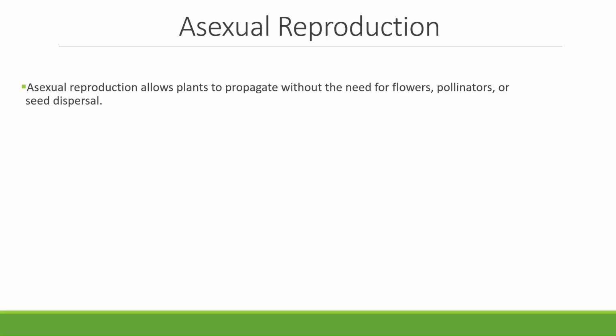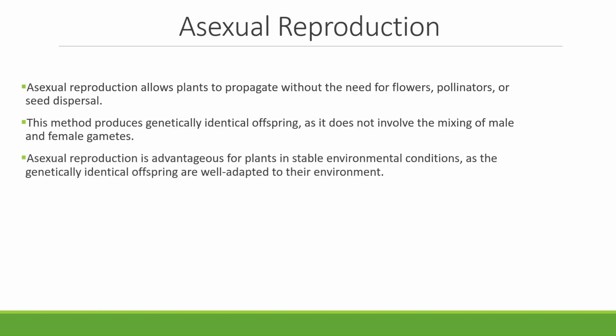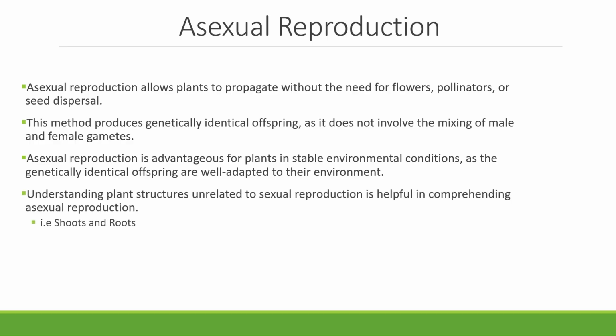Not all plant reproduction requires pollination, seeds, or flowers. Asexual reproduction allows a plant to reproduce genetically identical offspring without mixing gametes. This method is useful in stable environments because the new plants are already well adapted to the same conditions. To understand how it works, we need to examine structures outside the flower, such as shoots and roots.